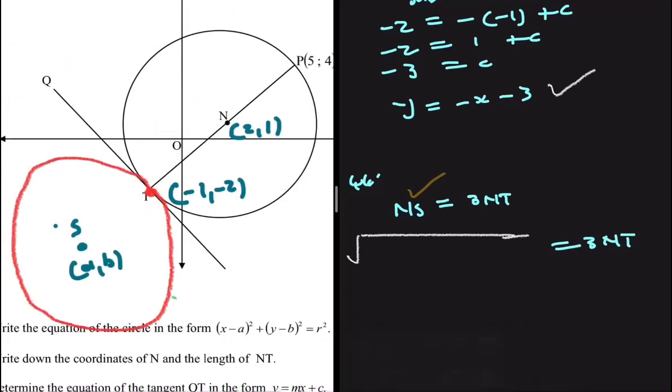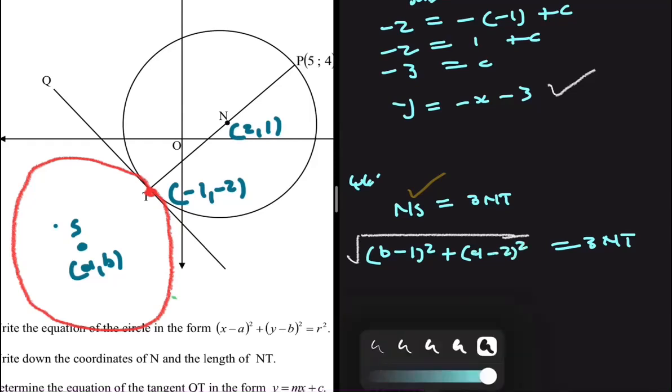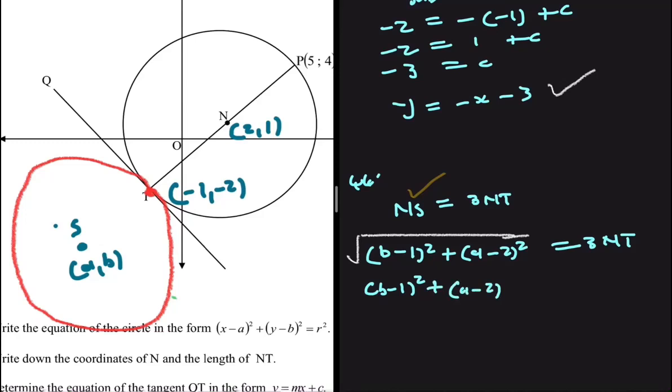If we take S as our second point, we're going to have Y2 being equals to B minus Y1, which is equals to 1, the Y value of N. And then plus X2, which is equals to A, minus X1, which is equals to 2, the X value of N. If we square both sides, we're going to have B minus 1 squared plus A minus 2 squared.